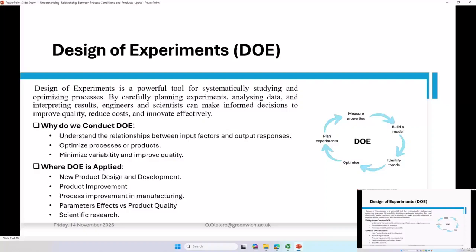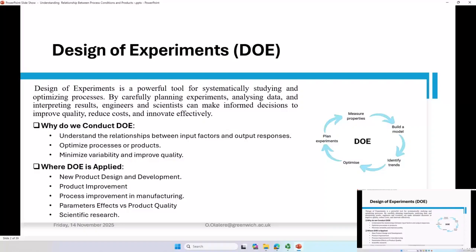Seven classes is not enough to deal with this, but I will try as much as possible in three classes. I will deal with the fundamentals of this. Now, parameter effects and product quality: what is the effect of different parameters on the products we get? And the last one is scientific research. I told you I published more than 30 articles on this. So you can use it in scientific research also.